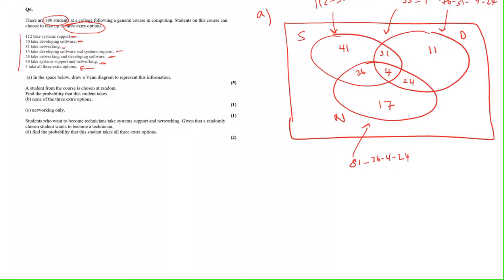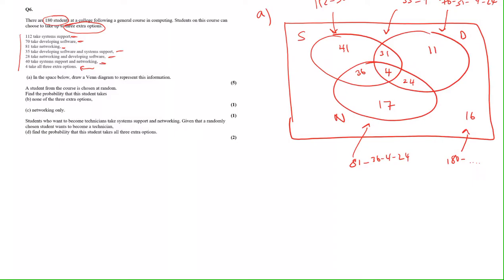There's one more number that we need, which is the number that goes on the outside in the box, and that comes from the total 180 minus everything else, so we're left with 16. So there's our Venn diagram for 5 marks.